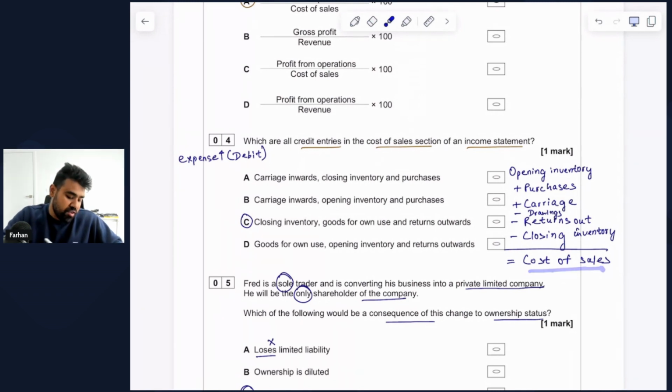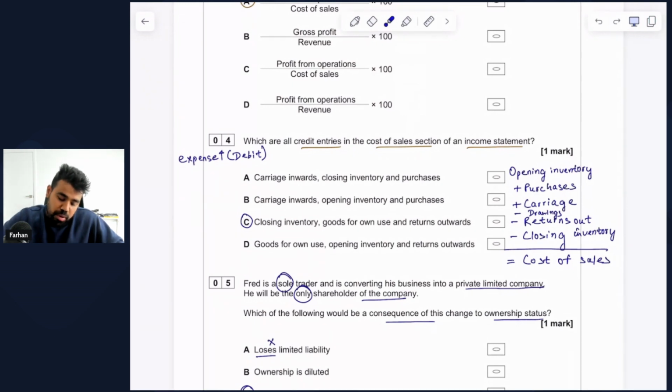And because it is an expense account, it should always be debited. This also means that when expenses go up or when cost of goods sold go up, we have to debit it. The question is asking, what are the credit entries in the cost of goods sold section? So the question is asking indirectly, which of these options available reduce the cost of goods sold?